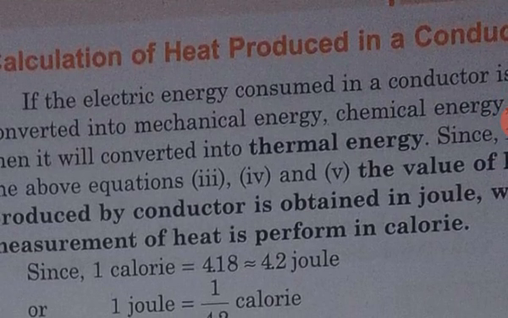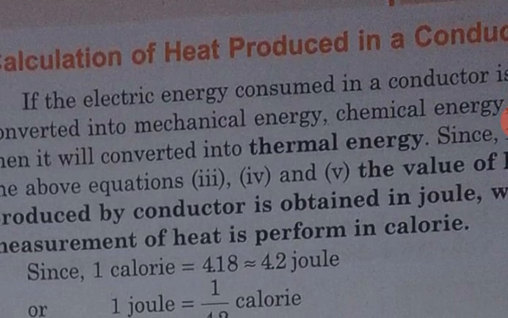Calculation of heat produced in a conductor, or heat evolved in a conductor. If in a conductor, electrical energy is not transformed into mechanical or chemical energy or both, then it is transformed into heat energy. Or in other words, heat evolved in a conductor is a form of electrical energy. So, heat evolved in a conductor is measured in joule.